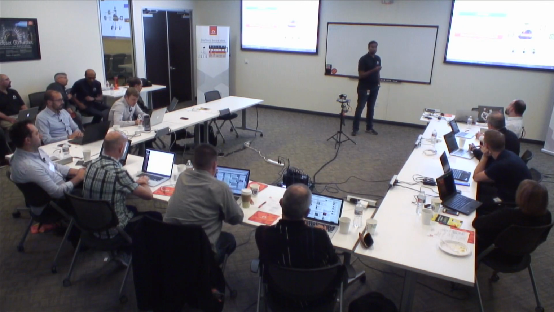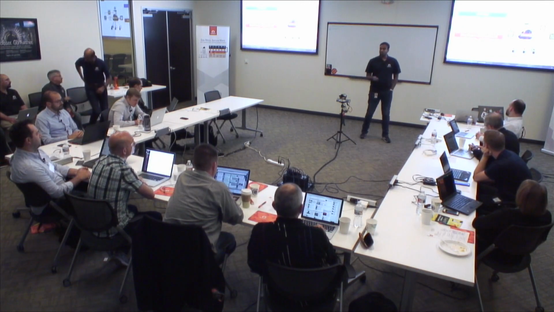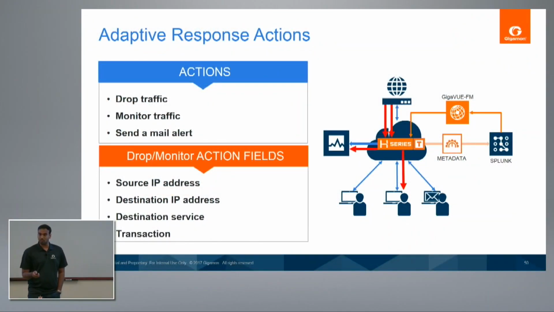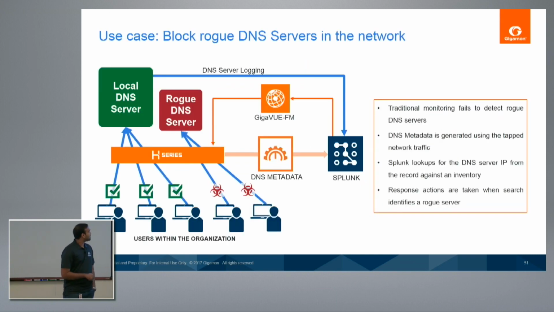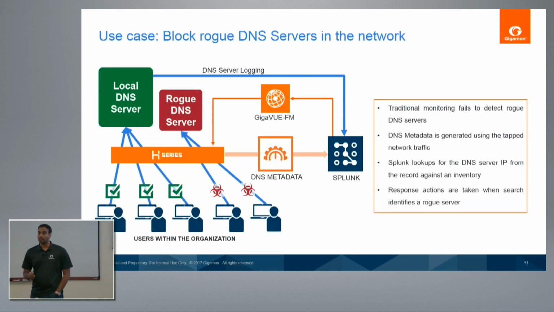So we've further added action fields, so you could decide whether to drop or monitor the traffic based on the source IP address, the destination IP address, or a particular destination service, or you could go for a combination of all these three, termed a transaction. So there could be many use cases. Let's look into one use case where we could have this in action. Here I'm going to demonstrate how we could identify rogue services in our network.